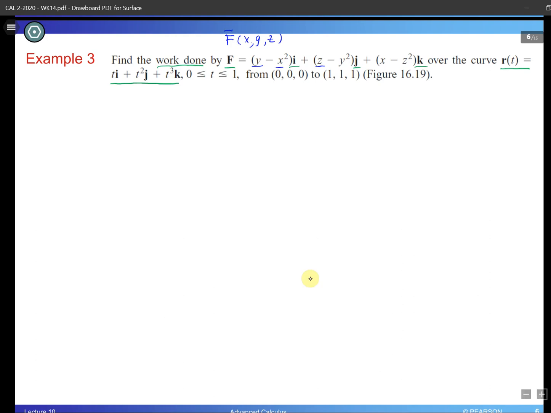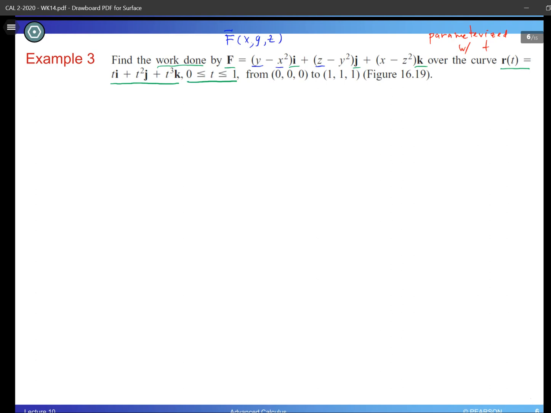So let's make a note right here. This curve has been parameterized with time variable only. So we only have time in this r, and time needs to range from 0 second to 1 second. So this is the last information that we need. And this is it. We can use this information to find the work done by this force field.